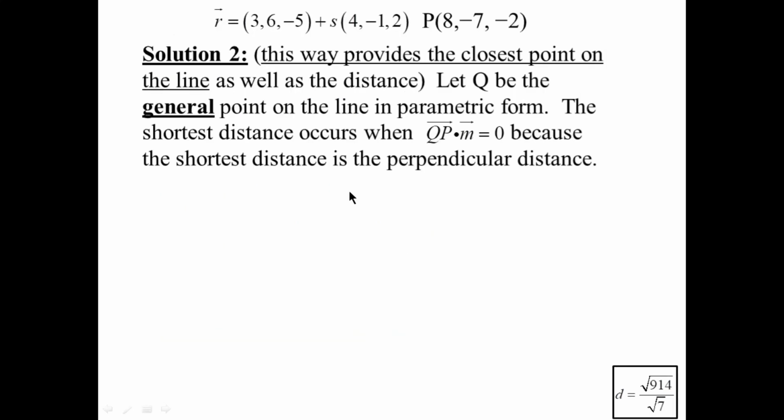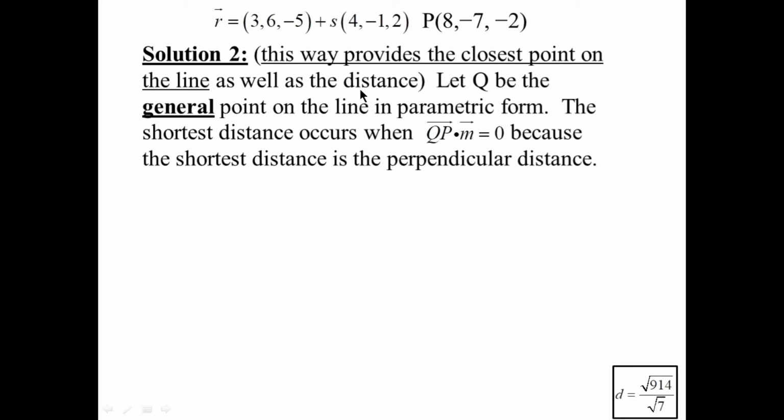Now for the second way. Solution 2. This way is useful because this way provides the closest point on the line as well as the distance to the line. So to do this, we let Q be the general point on the line. So we can put the line into parametric form and just use the coordinates as the parametric expressions. 3 plus 4s, 6 minus s, and minus 5 plus 2s.